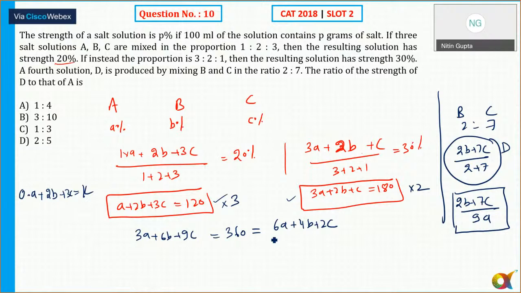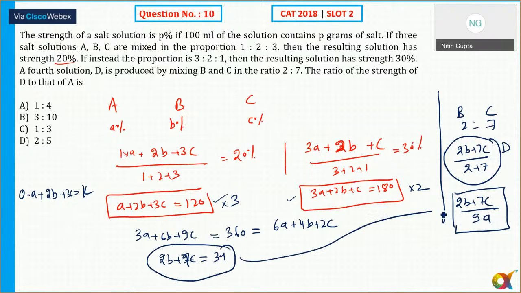So from here, what will I get? That is 6a, 3 2s are 6a, and this is equal to 3a. Okay, 6b minus 4b, that is 2b, and plus 9c minus 2c is 7c, it is equal to 3a. So 2b plus 7c is equal to 3a, and then substitute it here. So 2b plus 7c is equal to 3a. So the answer is 3a by 9.